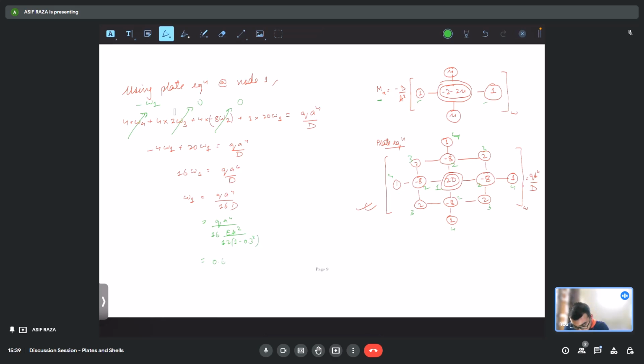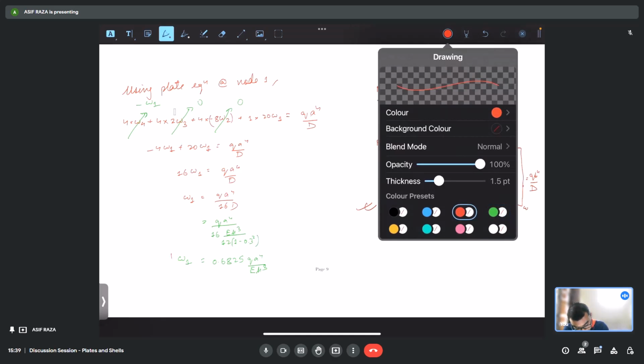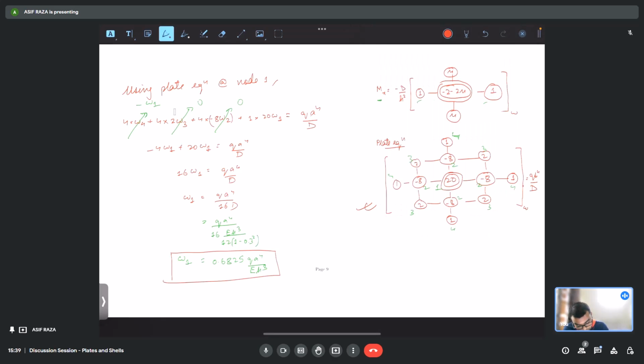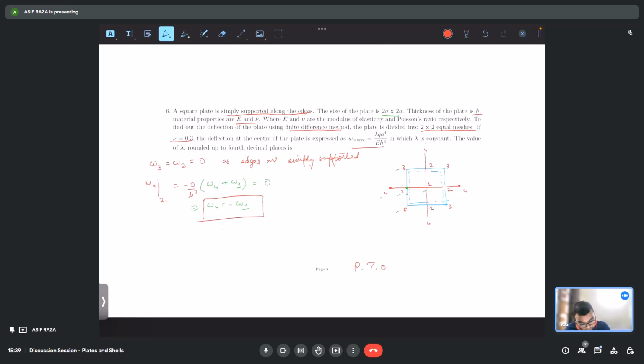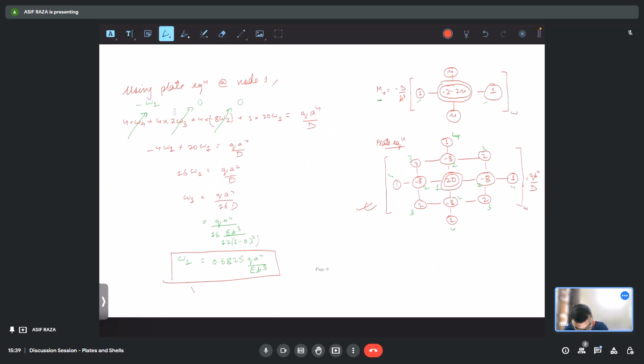This is equal to 0.6825 Qa4 by EhQ w1. So this is my answer. Thus the lambda value will come out to 0.6825. Okay.